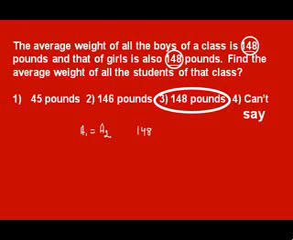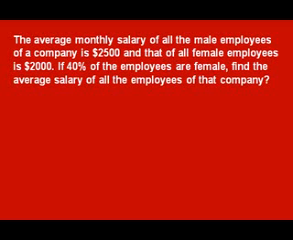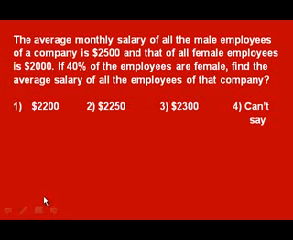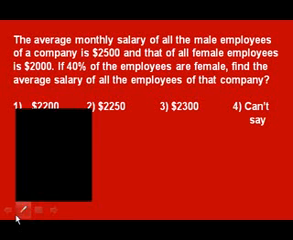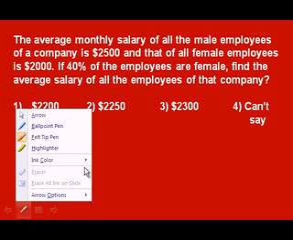It was a pretty easy question. Now let's get to some real examples over here. The average salary of all the male employees is $2,500 and that of all the female employees is $2,000, and 40% of the employees are female. We have to find the average salary of all the employees of that company. Now, what do we have in this question? Now let's examine this question and summarize it first so that you understand it.